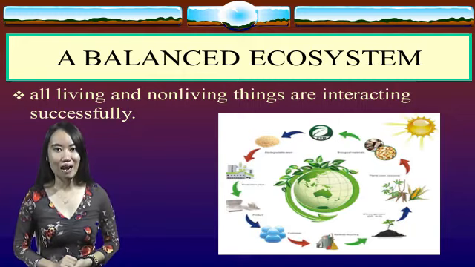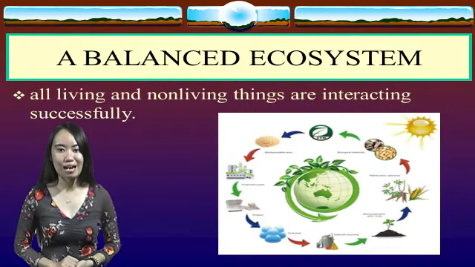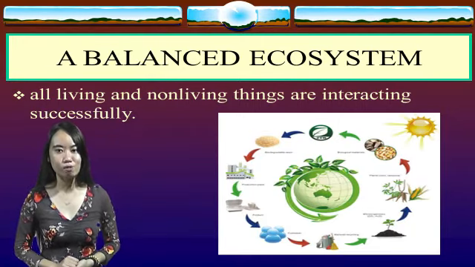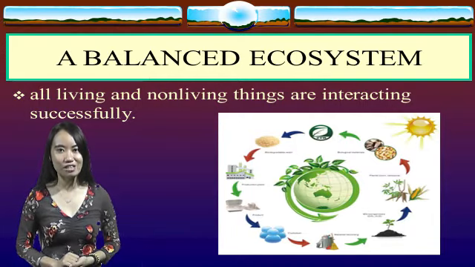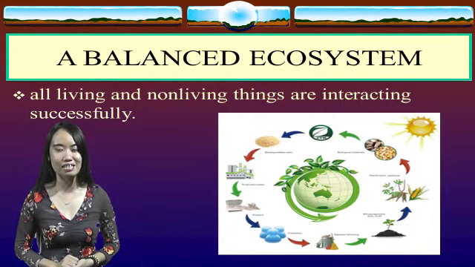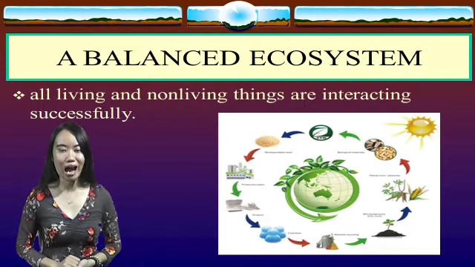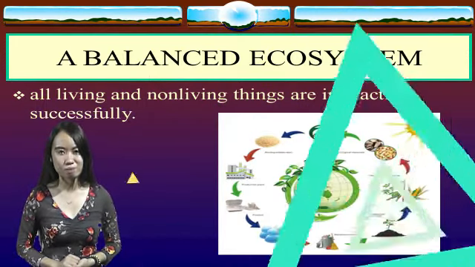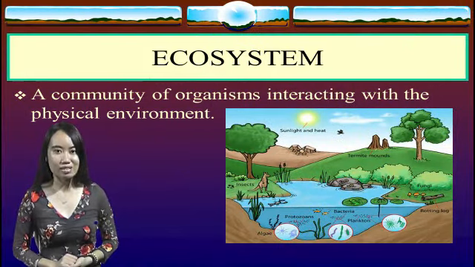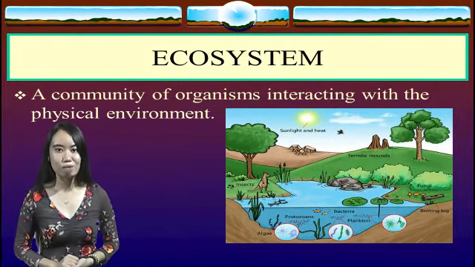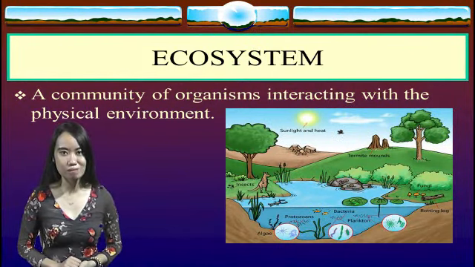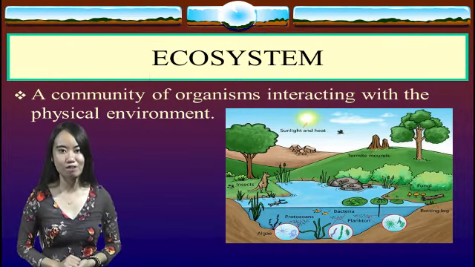So what is a balanced ecosystem? A balanced ecosystem is one in which all living and non-living things are interacting successfully. If any part of the ecosystem is disturbed, other parts will also be disturbed. What is an ecosystem? An ecosystem is a community of organisms interacting with the physical environment.